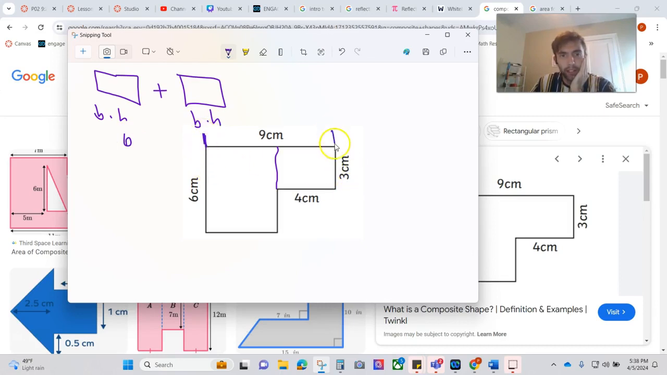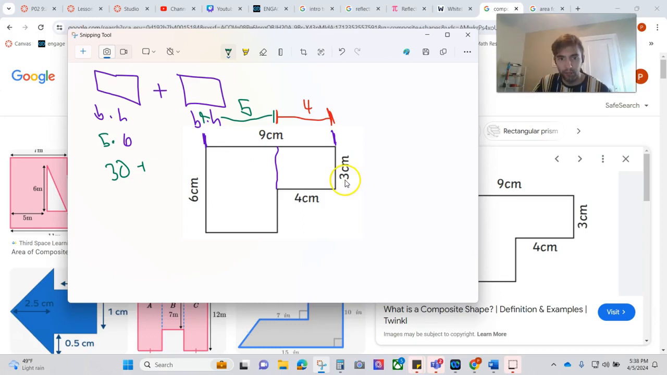I know from here to here is 9, and from here to here is 4, right? So how long is this? Exactly. Oh yeah, you did it. It's 5. You found the missing length. So 5 times 6. The first rectangle's area is 30.